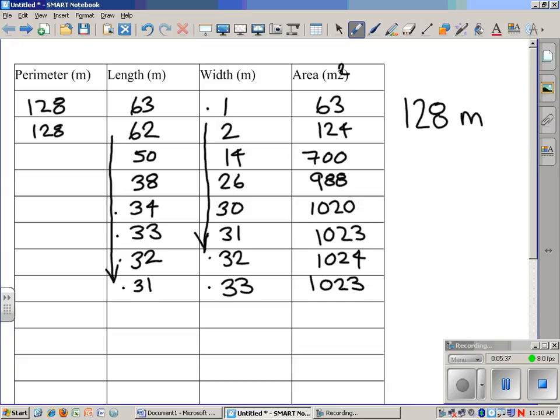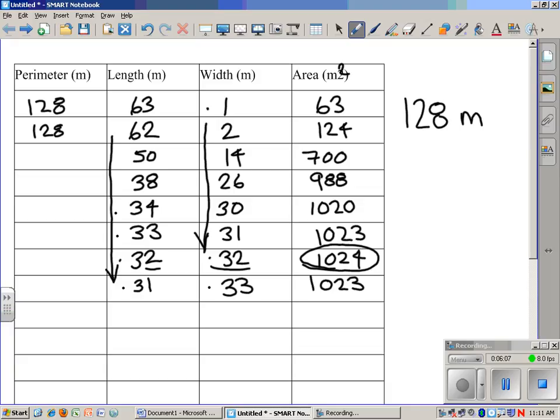So Mike, what did you say earlier about this value being the greatest area? What's so special about these values for length and width? The length is equal to the width, exactly. So what shape would that make our garden? A square, exactly.